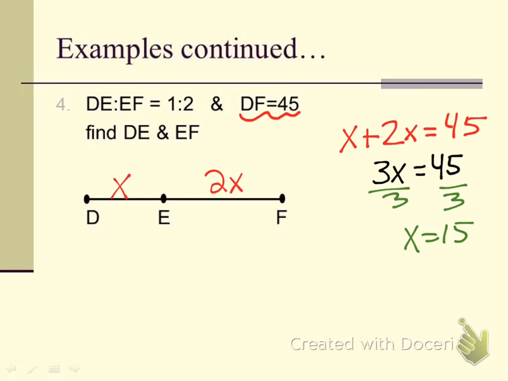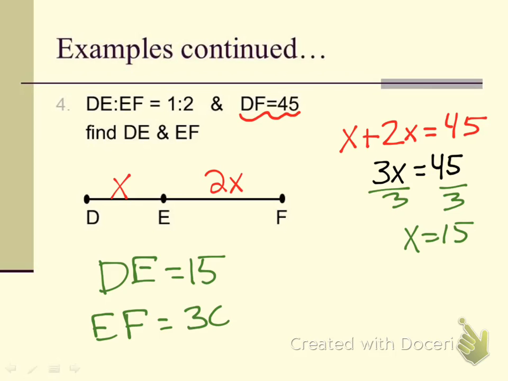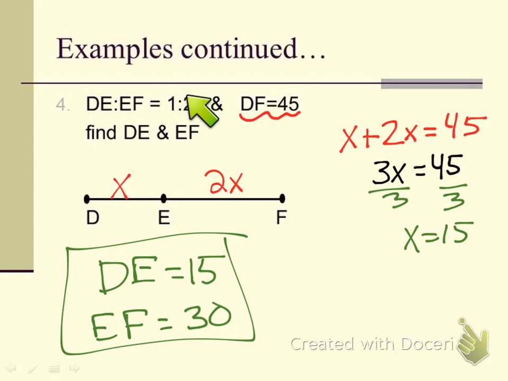15. So that means that DE, since it was X, is just 15. And then what would EF be? It'd be twice that length. So what's 2 times 15? 30. And then double check. Do those add together to give you a length of 45? Yeah, so you know you did it right. Okay? So again, the key is to use that ratio, assign some variables, and then solve an equation. Do you guys have any questions?